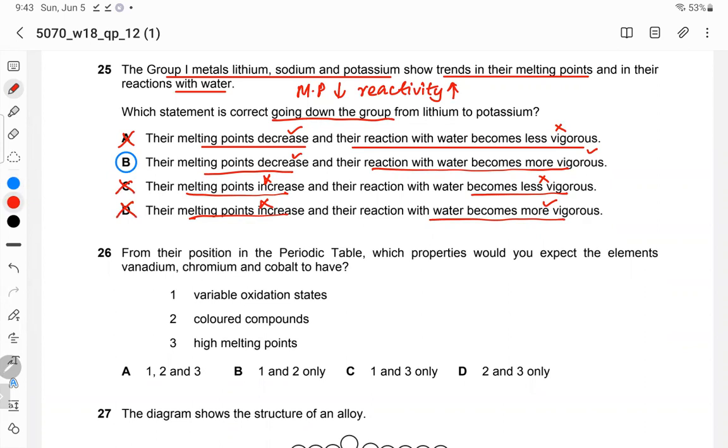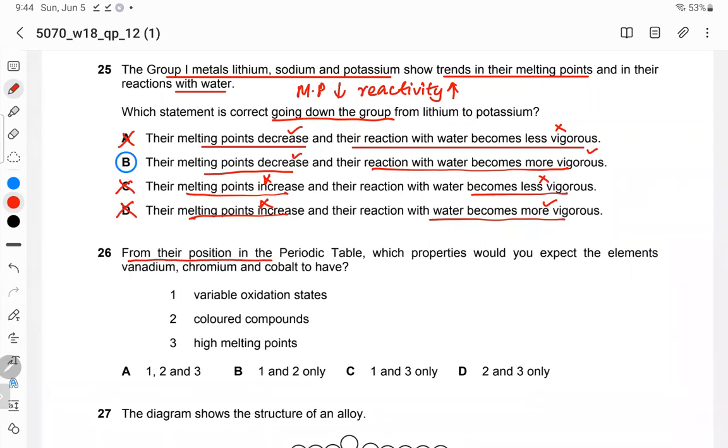Is it clear to everyone up to here? Yes, is it clear to everyone? Yes sir, it's clear. Okay.